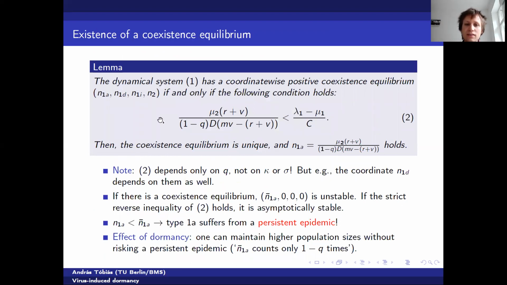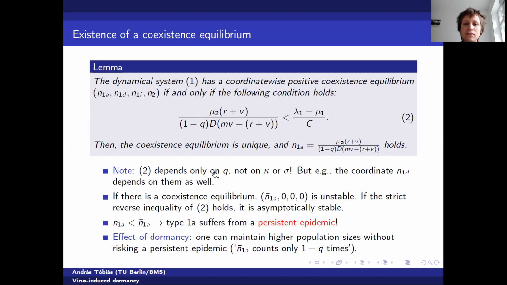Now the question is, does a coordinate-wise positive coexistence equilibrium exist? This lemma says that the dynamical system has a coordinate-wise positive coexistence equilibrium, which we call (m1a, m1d, m1i, m2), if and only if the following condition holds: u2 times (r plus v) divided by ((1 minus q) times d times (mv minus (r plus v))) is less than (lambda 1 minus mu1) divided by c, which is just this equilibrium population size m1a bar. And if there is a coexistence equilibrium, then it's also unique. Its active coordinate is precisely given by the expression on the left-hand side of the inequality.